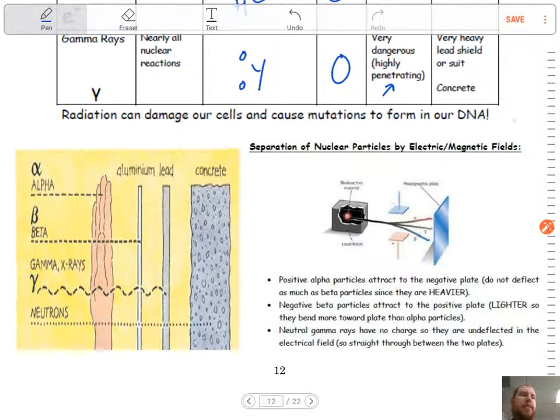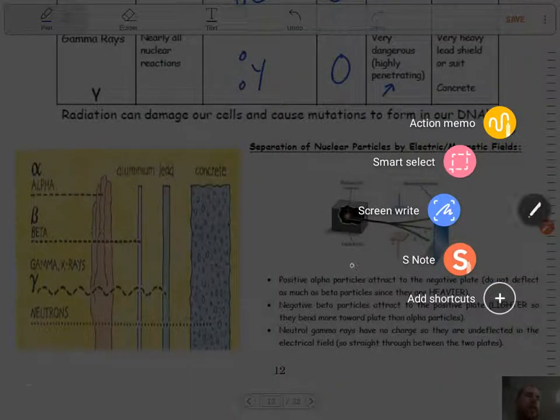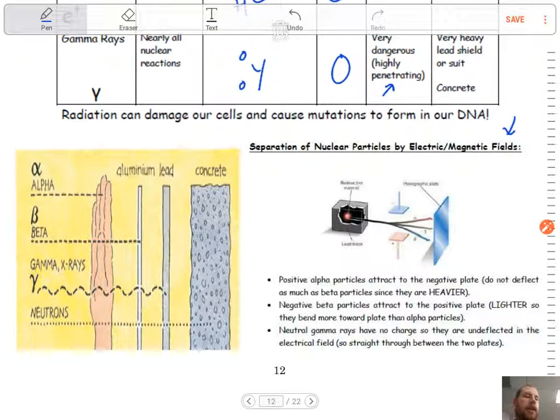One thing, you have this picture in your notes. Guys, this is showing that if radioactive material is being given off, we could actually separate it based on magnets. Positive alpha particles are going to be attracted to the negative plate in a magnetic field. They don't deflect as much as the beta particles, though, because they are heavier, but they would go toward the negative because they're overall positive. Negative beta particles attract to the positive plate. They're lighter, so they're going to bend more toward the plate.